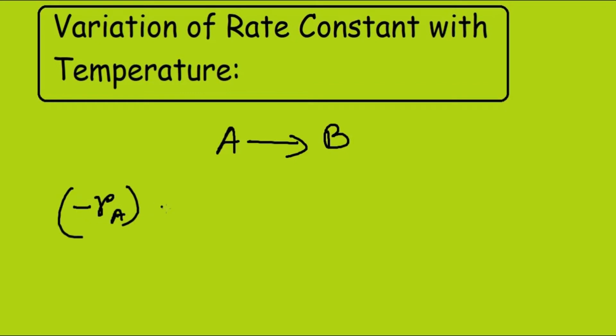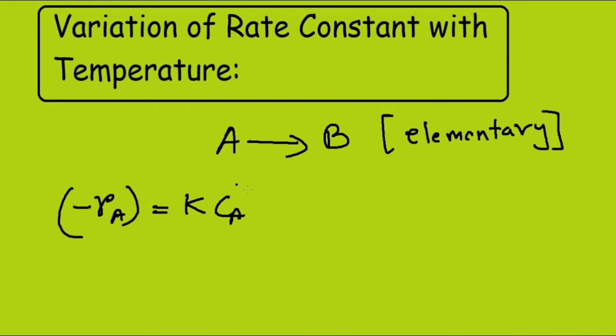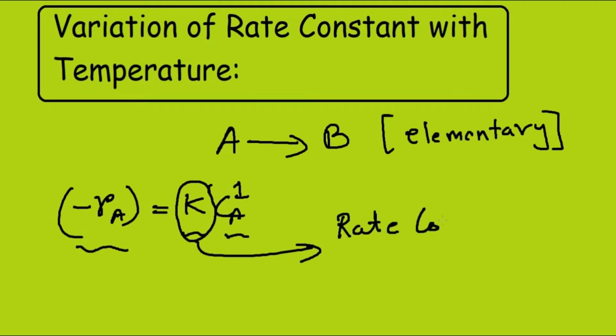So this can be written as minus Ra equals K times Ca, if this reaction is considered to be elementary. If this reaction is considered to be elementary, then the order of this reaction will be equal to 1, and hence we can write that the rate of the reaction equals K times the concentration of A, denoted by Ca, to the power 1. Now this K which I am using as the constant is the rate constant.